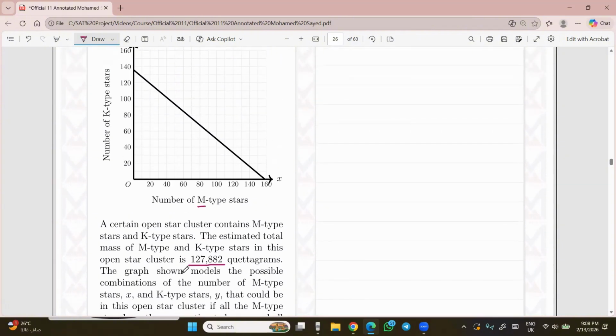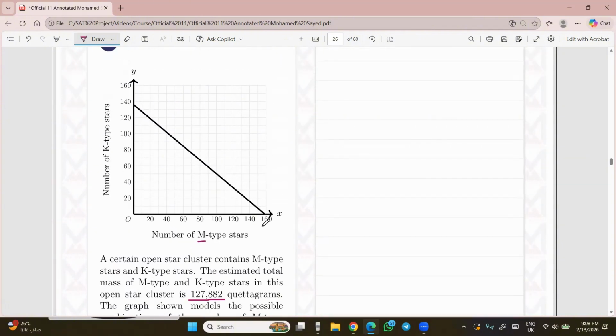This line, as you can see, whenever you have a line like this, you can use the linear equation in the standard form. Standard form is the ideal form to use whenever you have this kind of question. We have the x-intercept and the y-intercept. So we can use the equation like this.